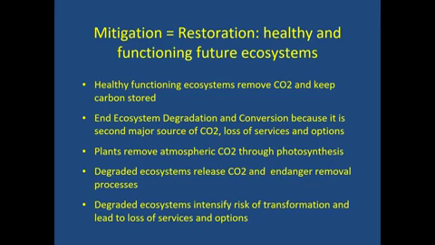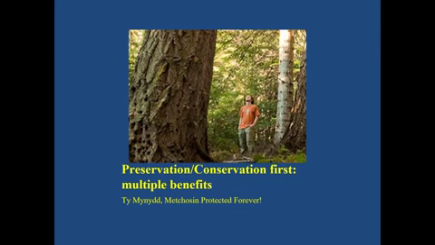In other words, you don't have as many trees, the trees don't live as well, they're affected by pests, they die, they don't take the CO2 out. And degraded ecosystems intensify the risk of transformation, and they lead to the losses of options into the future. So you take out some keystone species or put in a bunch of roads, you degrade the ecosystem, increase the risk of transformation.